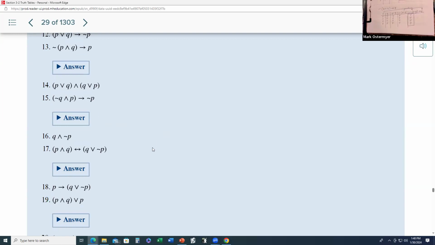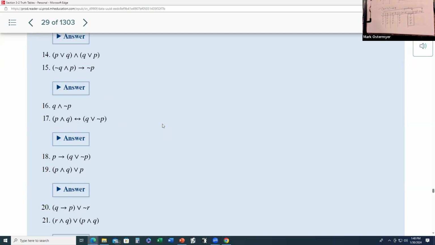Try to do one of each type here. Maybe we could try number 17. How about the biconditional here? How do we read this? It would be read this way: P and Q, if and only if, Q or not P. Let me read that again. P and Q, if and only if, Q or not P.